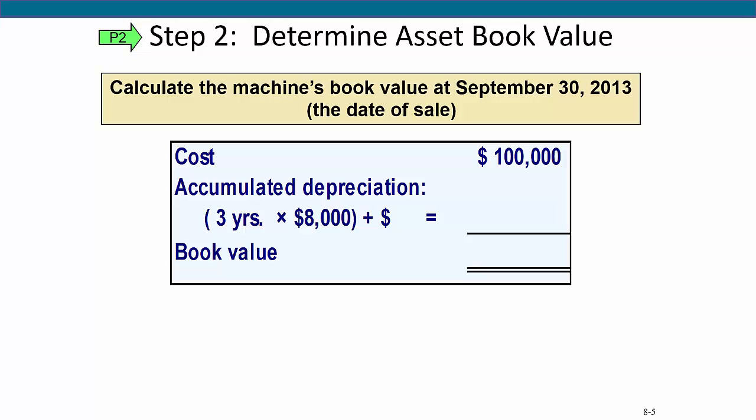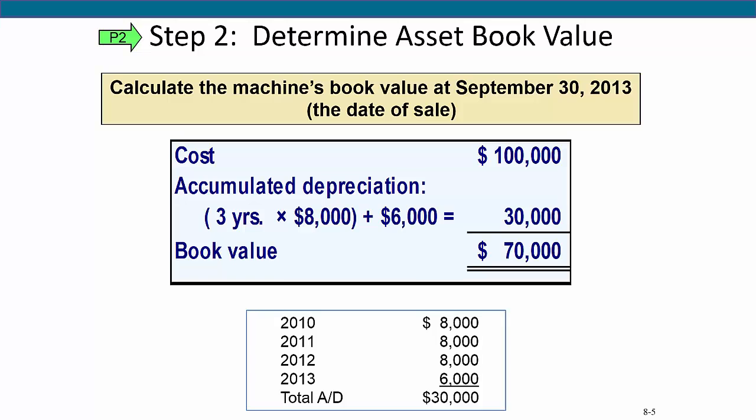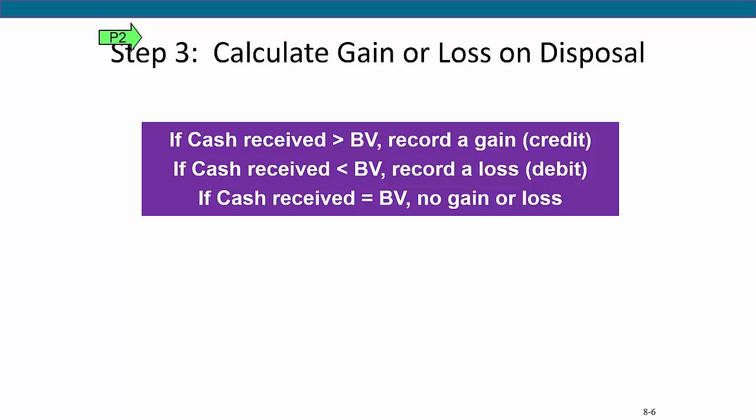We have previously recorded 3 years of depreciation at $8,000, and the partial year of depreciation is $6,000. So the balance in the accumulated depreciation account is $30,000 at the date of disposal. Subtracting accumulated depreciation of $30,000 from the asset's cost of $100,000 results in book value of $70,000. Now we can calculate any gain or loss involved with the disposal.